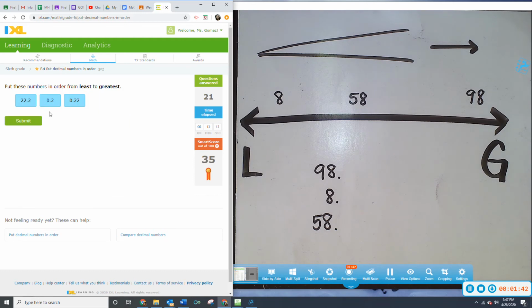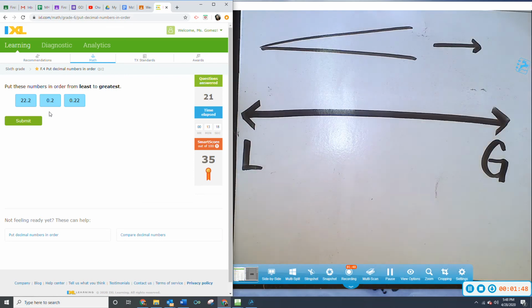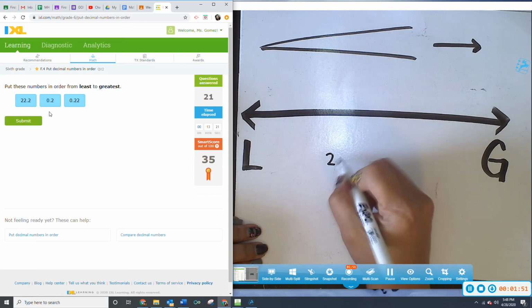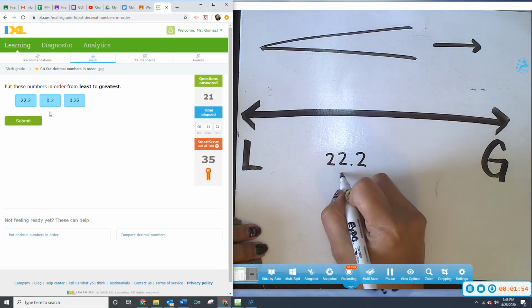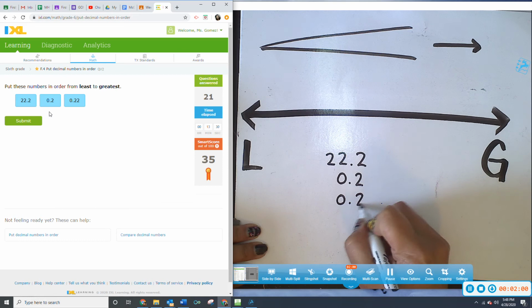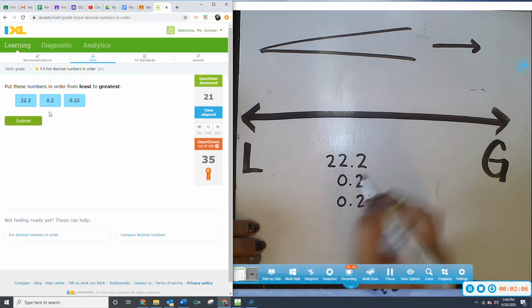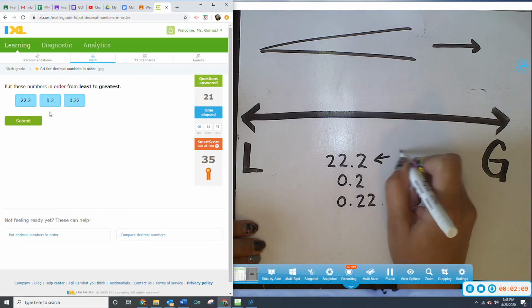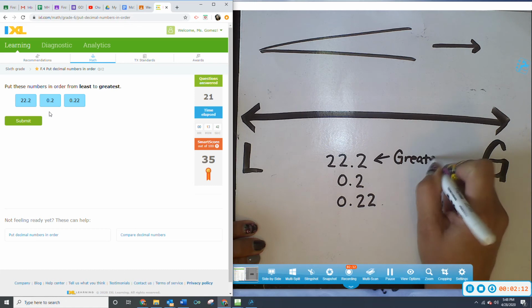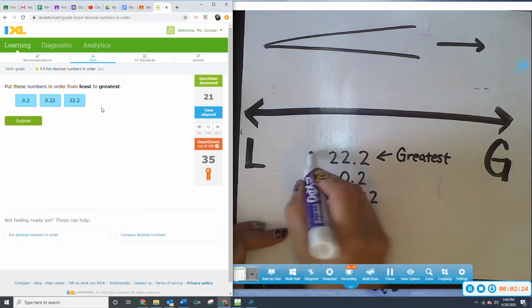Okay, now, the next problem that we have is a little bit more difficult because it says that we have 22.2, 0.2, and 0.22. Again, it wants least to greatest order. Now, obviously, the largest number would definitely be 22.2. So I'm going to move that one all the way to the end. Now that we're not really worried about this one here, I'm going to scratch it off.